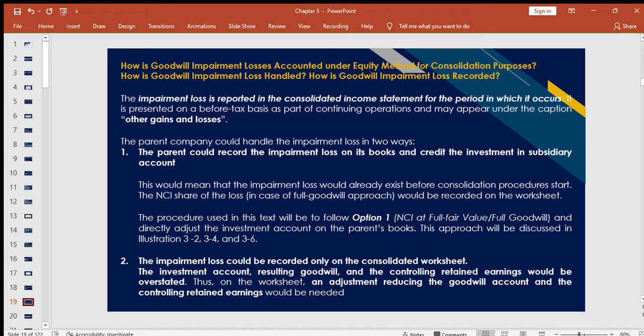The other way of recording the impairment loss is to record it only on the consolidated worksheet. The investment account, the resulting goodwill and the controlling retained earnings would be overstated. Thus, on the worksheet, an adjustment reducing the goodwill account and the controlling retained earnings would be needed.